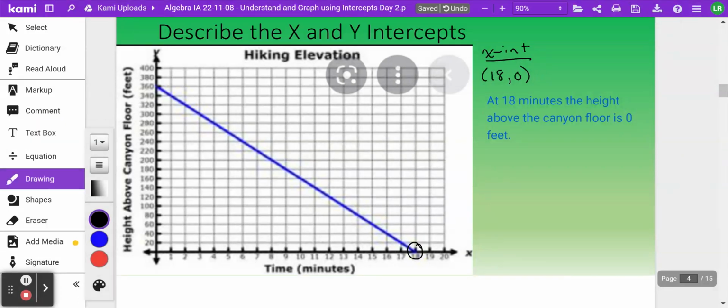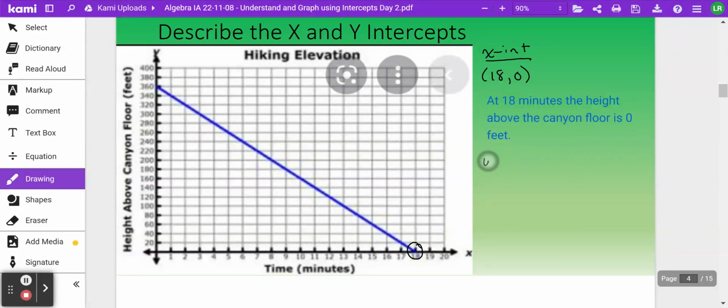But let's think about this for a second. If we're 0 feet above the canyon floor, just think about it. Where are we? We are on the canyon floor. Okay, we're right there on the canyon floor. So some people would use that as their way to describe it.